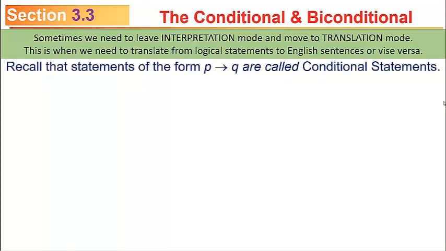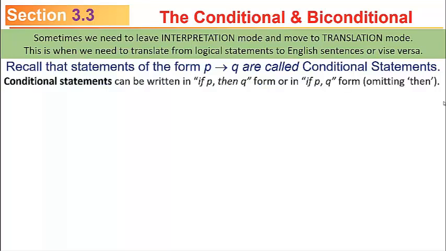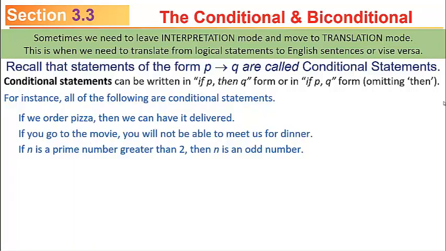Recall that statements of the form P implies Q are called conditional statements. Again, the implication, the arrow pointing to the right, has various names. Sometimes you call them if-then, you can call it an implication, you can call them conditionals. Conditional statements can be written in the form if P then Q. Sometimes the word then is left out: if P, comma, Q. It just means that in English language sometimes you leave out the word then, but it's understood to be there.